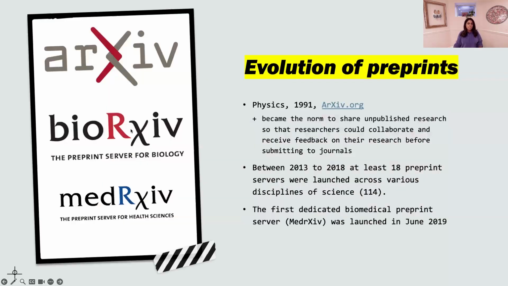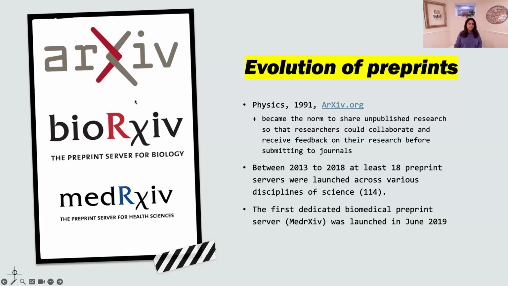And so I want to talk about the evolution of preprints. They began in physics in 1991, and it became the norm to share unpublished research so that researchers could collaborate and receive feedback from their peers before submitting to journals. And often it would be a number of months or years before submissions to journals would take place. So that was in 1991, and really preprints came along in the last decade.